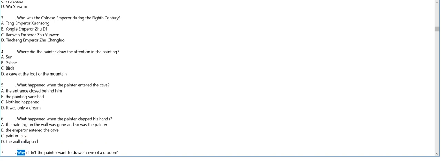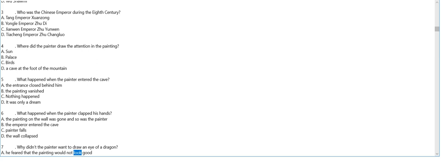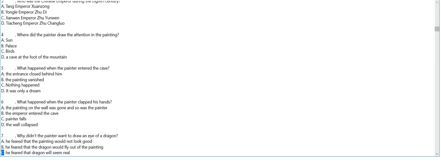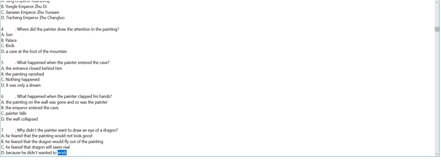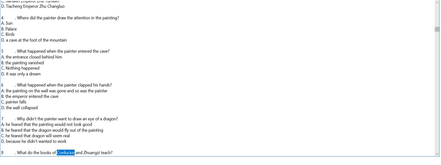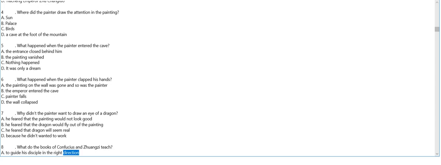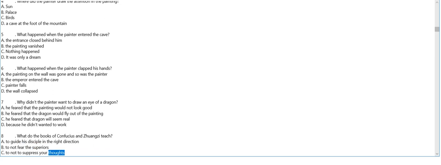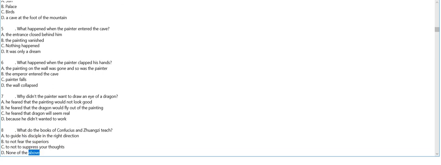7. Why didn't the painter want to draw an eye of a dragon? A. He feared that the painting would not look good. B. He feared that the dragon would fly out of the painting. C. He feared that dragon will seem real. D. Because he didn't want it to work. 8. What do the books of Confucius and Zhuangzi teach? A. To guide his disciple in the right direction. B. To not fear the superiors. C. To not to suppress your thoughts. D. None of the above.